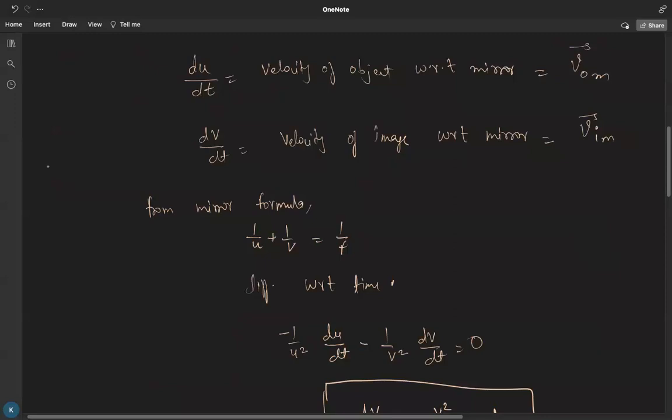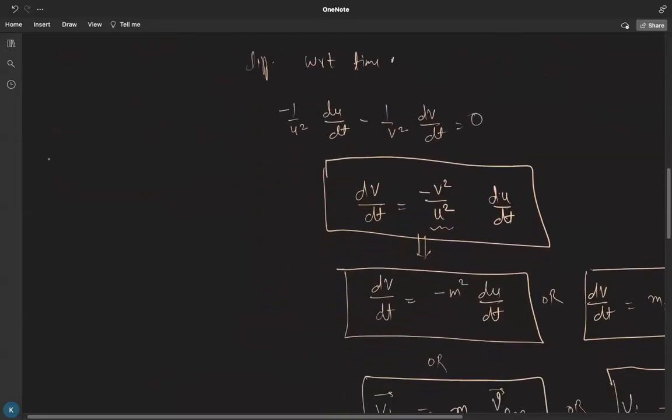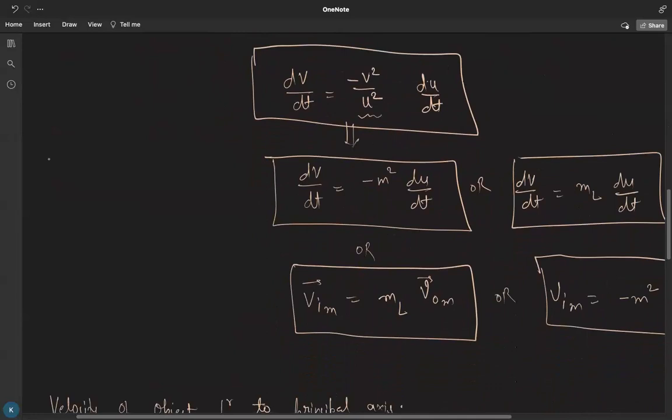Similarly, we have to find du by dt. So I differentiate the mirror equation with respect to time. After differentiating, we get the relation dv by dt equal to minus m square du by dt, where m square, we all know, is the square of the transverse magnification. So the velocity of the image with respect to the mirror is equal to minus m square times the velocity of the object with respect to the mirror. I hope this will be clear to all of you.